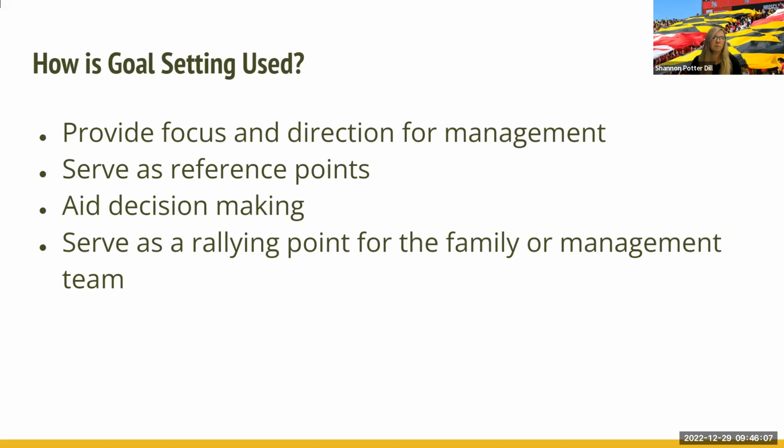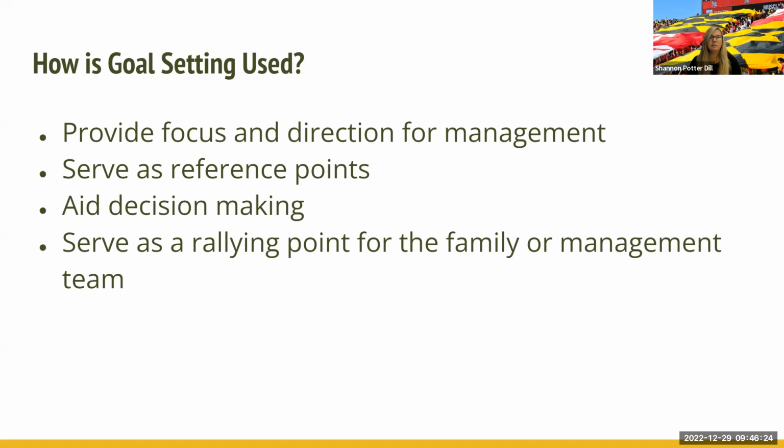and direction for management. Where is the farm going? Where are we moving forward to? They can serve as reference points. So you can sit down and say, okay, this is where we're headed. We've achieved this. Let's move forward to the next one. So they can be a reference point for the farm.